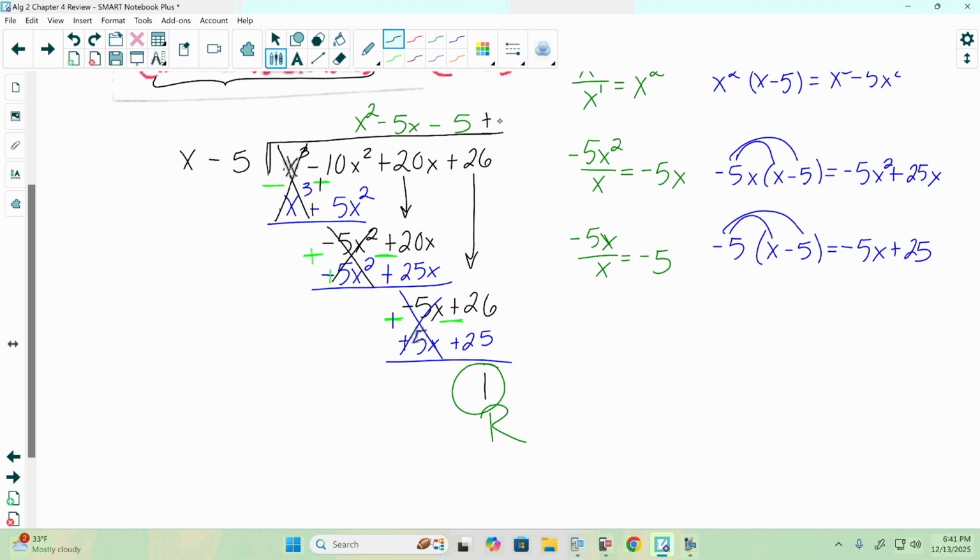If we have a remainder, we have to add it back to our answer. The remainder goes on top of the fraction, and what we were dividing by goes on the bottom. Telling us that our final answer for this problem is x squared minus 5x minus 5 plus 1 over x minus 5. And that's how we would go about solving this division problem.